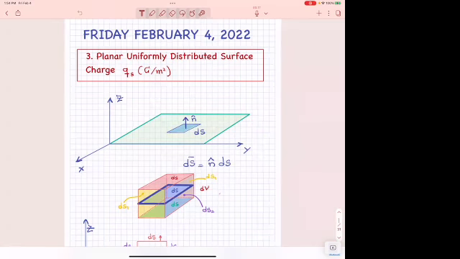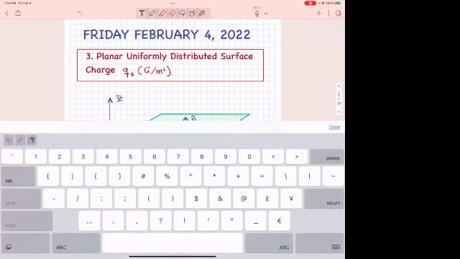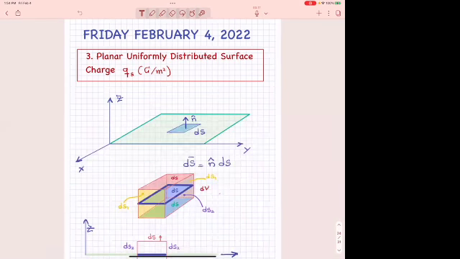So now what we have, as you can see here, is a surface. It's an XY surface. It's a planar surface. It's infinitely long in both directions. And it has a charge which is uniformly distributed. And because that charge is a charge distribution, if it's on a surface, obviously it's going to have units of coulombs per meter squared.